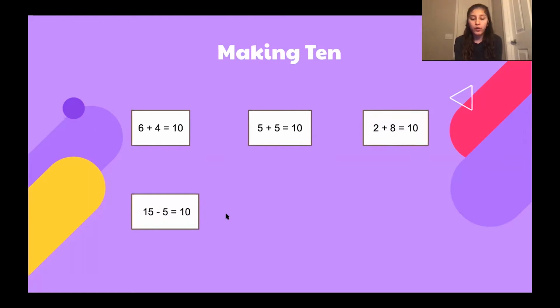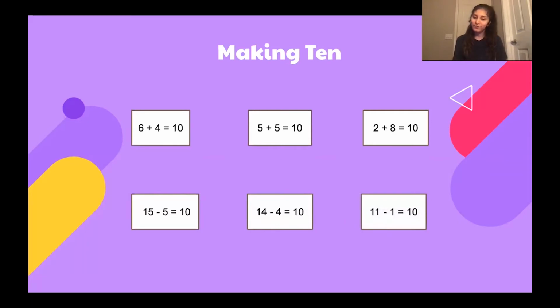And then we had 14 minus blank equals 10. 14 minus 4, so the missing addend was 4, equals 10. And then the last one was blank minus 1 equals 10. So what was the missing addend? 11. 11 minus 1 equals 10. Nice job, my first grade friend. Let's keep on working hard.